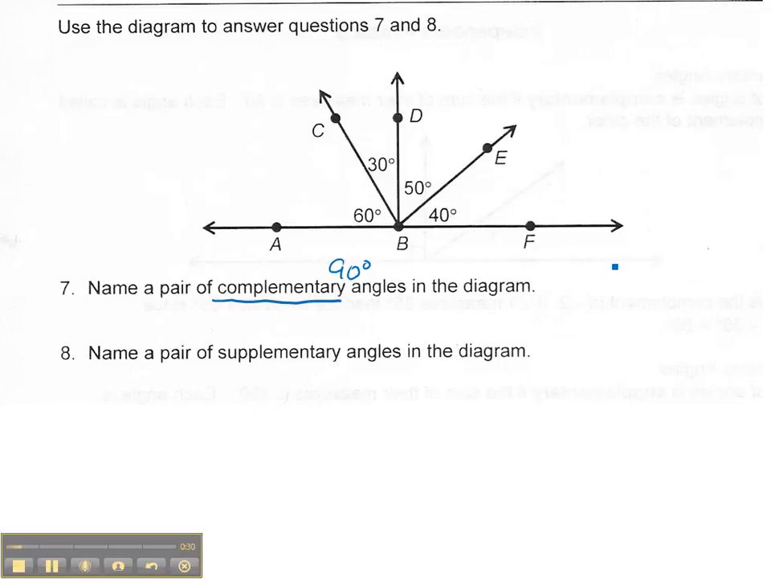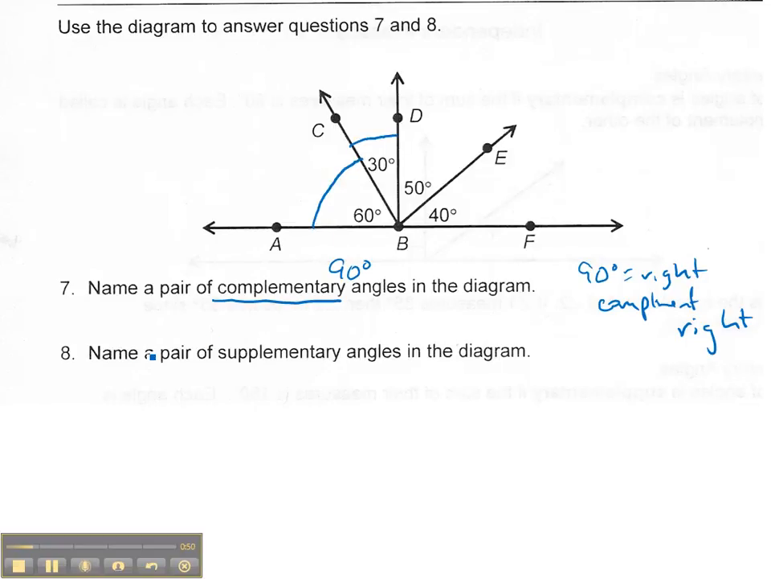And the way to remember that is a 90-degree angle is a right angle, and a complement is the right thing to do, right. Just remember the word right, and you'll remember 90 degrees. So we're looking for two angles that equal 90 degrees. There's more than one answer to this question.